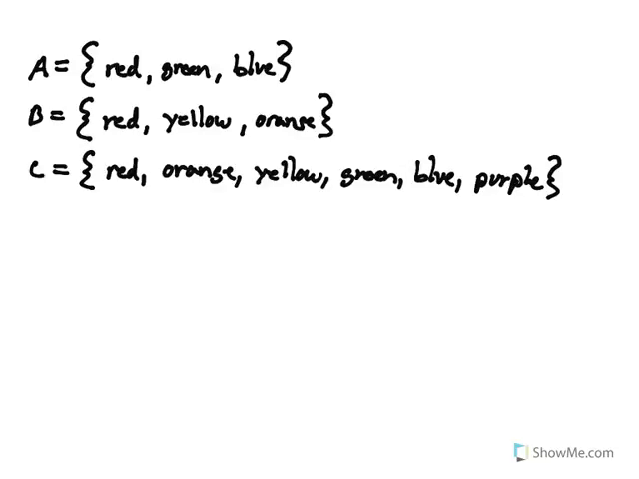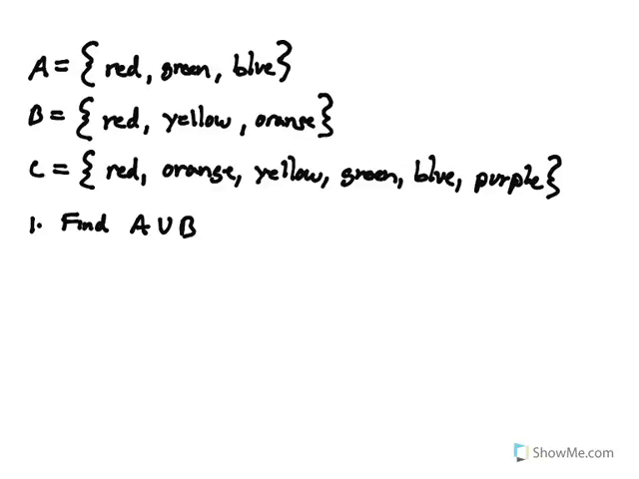For example 1, we're going to find the union of A and B. Okay, so the union contains all the elements in either set. We want to find all the elements in either set. Okay, so how do we do this?